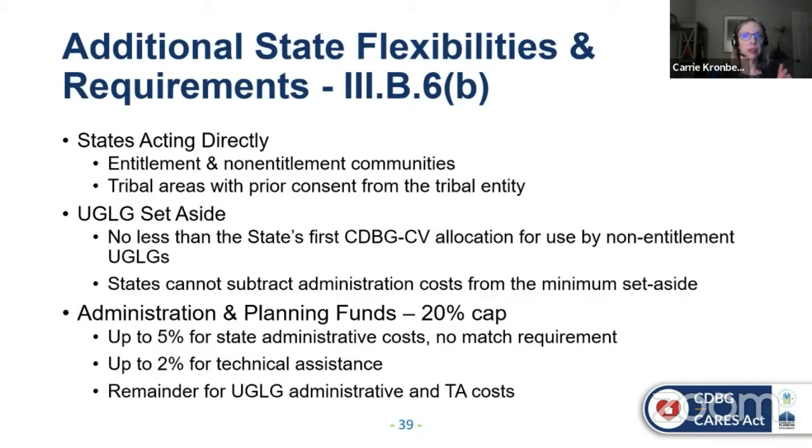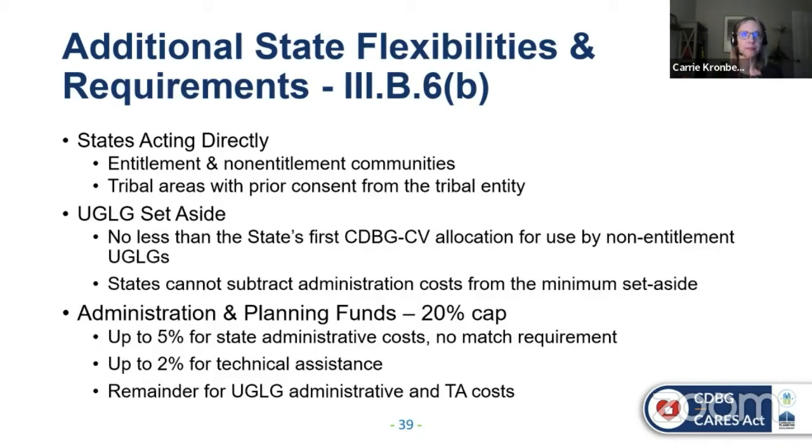To ensure that non-entitlement UGLGs have access to CDBG-CV funds, there's a non-entitlement set aside. So the amount of that first CV1 tranche, states have to award to non-entitlement units of general local government. It didn't have to be that money, but across the grant, that's the minimum amount that needs to go to non-entitlement UGLGs. And then additionally, states have access to a higher cap on administrative and technical assistance funds, as well as no match requirements. So states can use up to 5% of their CDBG-CV grant for state administrative costs and up to 2% for TA. And then the remainder of that 20% can be used for UGLG administrative and technical assistance costs.